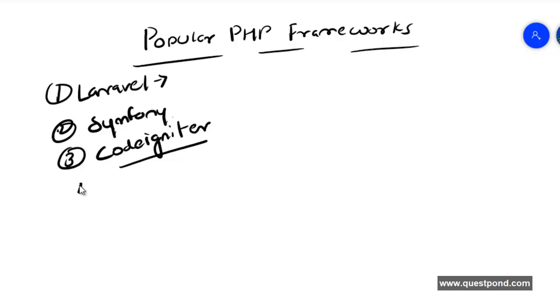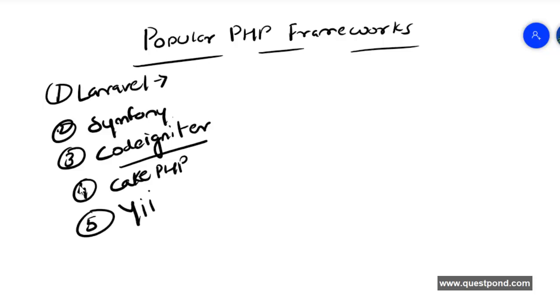On fourth, we have CakePHP. Yes. CakePHP has an inbuilt ORM system. It provides a powerful and flexible way to work with relational databases. Again, CakePHP is open source. Yes. So on fifth, we have Yii.